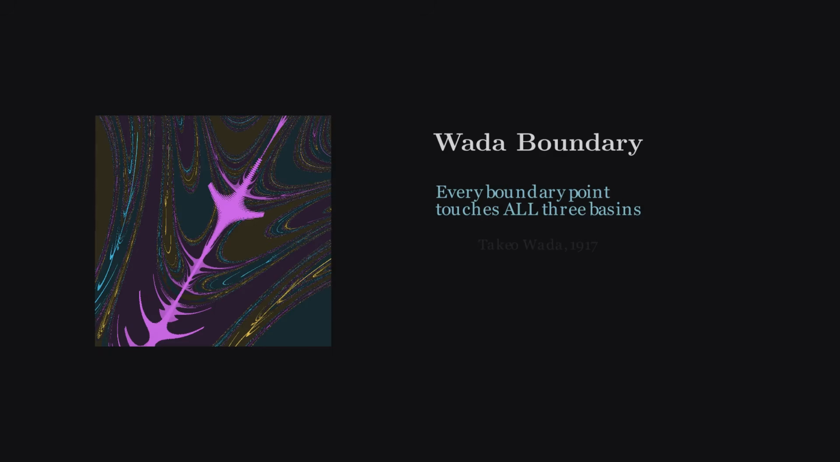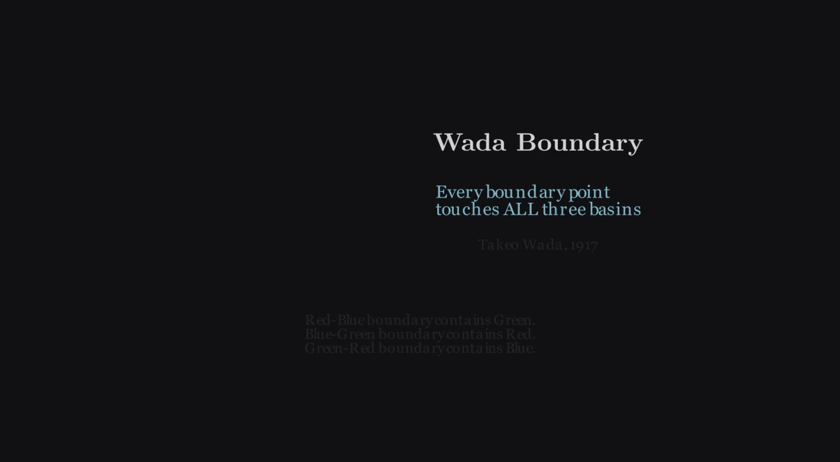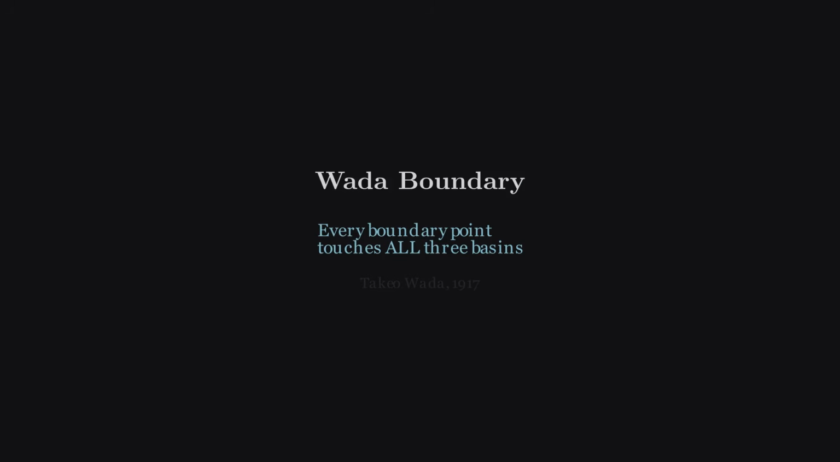This property has a name. It's called a Wada boundary, after the Japanese mathematician Takeo Wada, who first described this topological phenomenon in 1917. Decades before chaos theory existed, Wada showed you could construct 3 open sets sharing one common boundary. The magnetic pendulum does this naturally. 3 magnets, 3 basins of attraction, 1 shared fractal boundary.